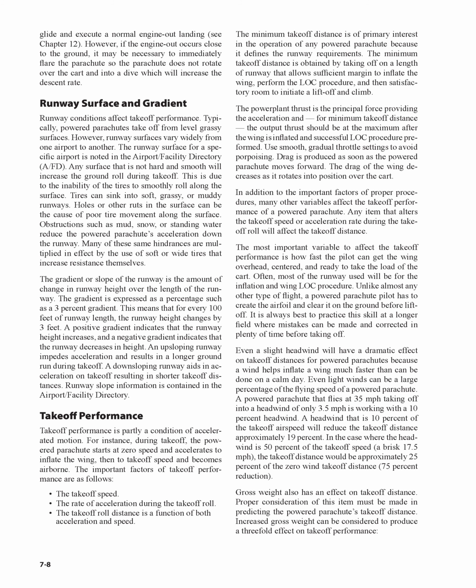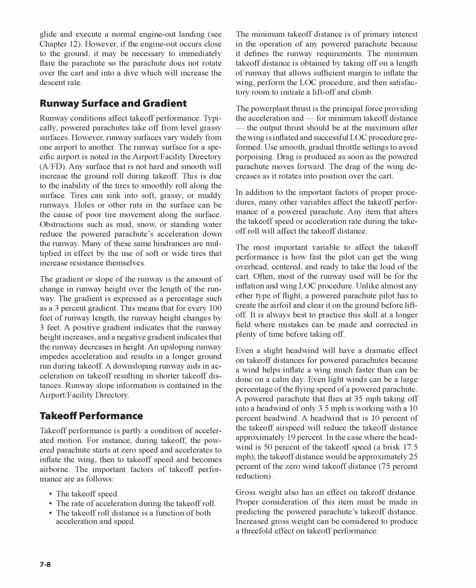Takeoff performance is partly a condition of accelerated motion. For instance, during takeoff, the powered parachute starts at 0 speed and accelerates to inflate the wing, then to takeoff speed and becomes airborne. The important factors of takeoff performance are as follows. The takeoff speed. The rate of acceleration during the takeoff roll. The takeoff roll distance is a function of both acceleration and speed.